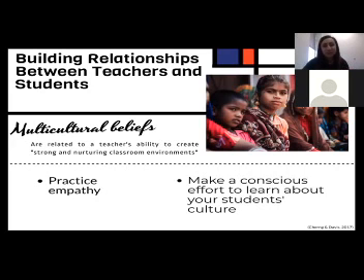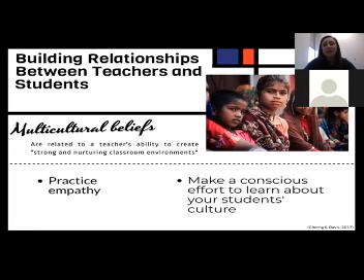I think proving to our students that we care about them and their background and helping them develop their identities makes us safe and trustworthy people in their lives. And that relationship is really invaluable. So what are some other strategies that we can use to build these relationships?